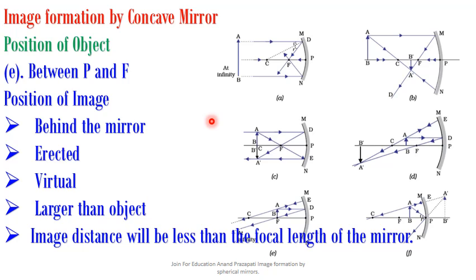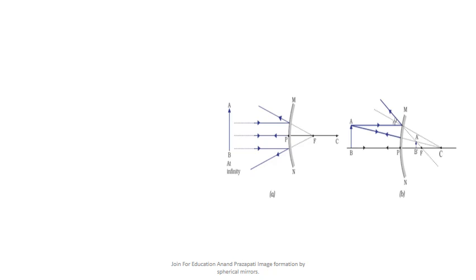Now we consider the image formation by a convex mirror. There are two figures. These two figures clarify the position of the object and the position of the image, nature of the image, image distance, and size of the image.